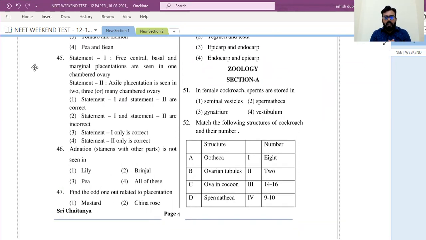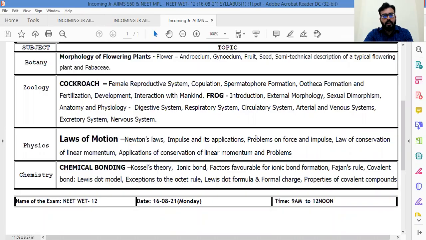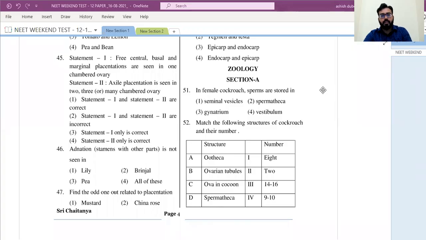Hello my dear students. Let's discuss this paper. It was the NEET Weekend Test 12 paper, and the syllabus of this paper was the female reproductive system of cockroach, the copulation, spermatophore formation, and all the developmental processes. Then the initial parts of frog, like introduction, external morphology, sexual dimorphism, and the organ systems, except the reproductive system and the developmental processes. So let's discuss the 51st question.